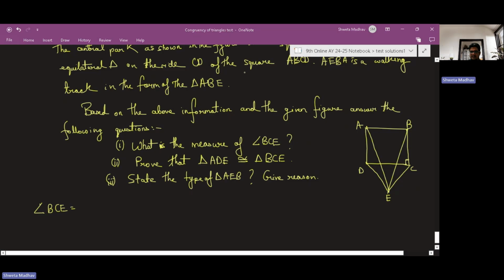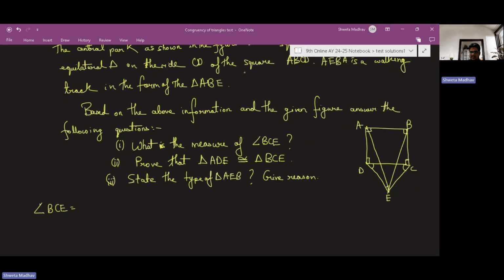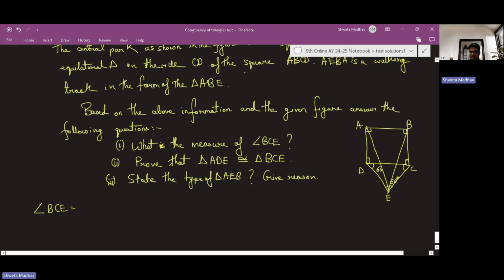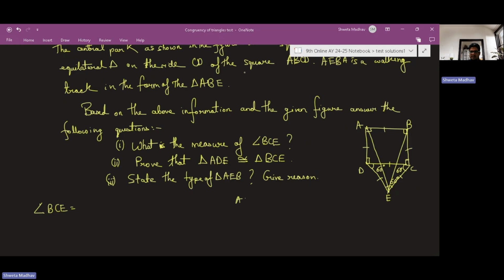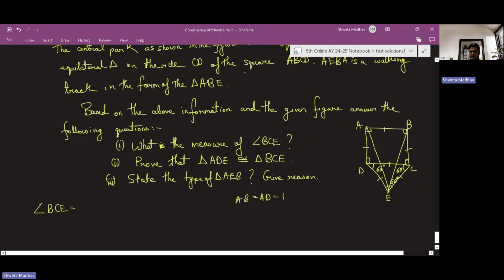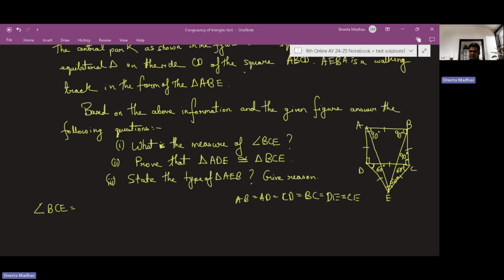So each of these angles is a right angle since it is a square. And each of these angles is 60 degrees since it is an equilateral triangle. So all these sides are equal, which means that AB is equal to AD, which is equal to CD, which is equal to BC, which is equal to DE, which is equal to CE. So all these side lengths are equal. So this is an equilateral triangle. Each of these angles is 60 degrees and each angle in the square is a right angle.